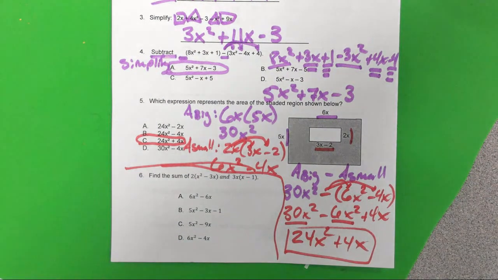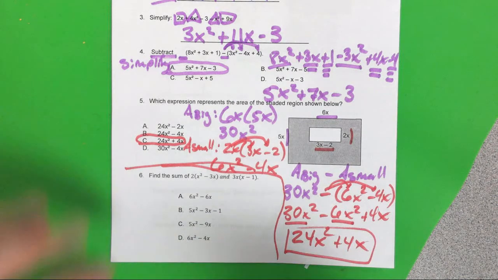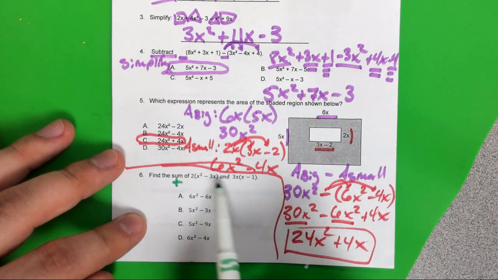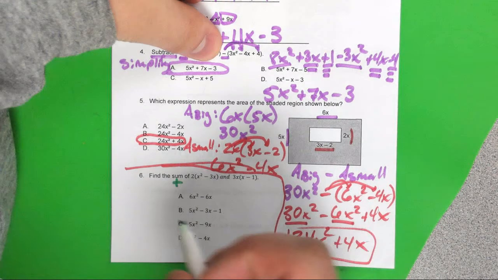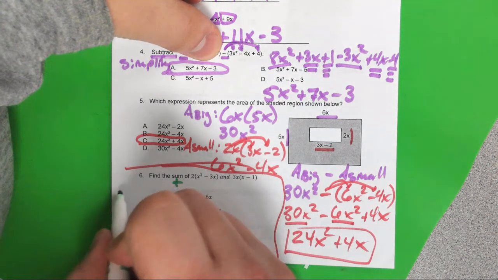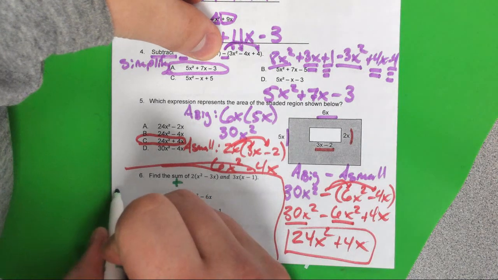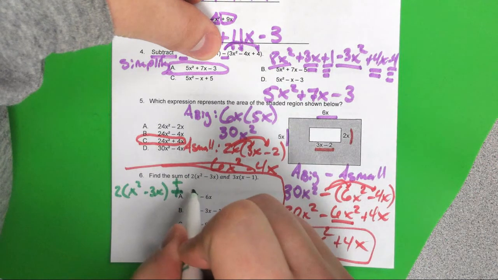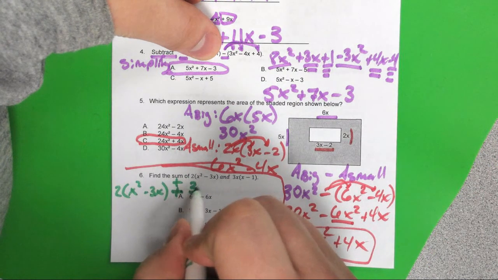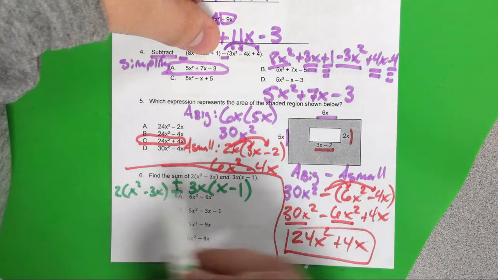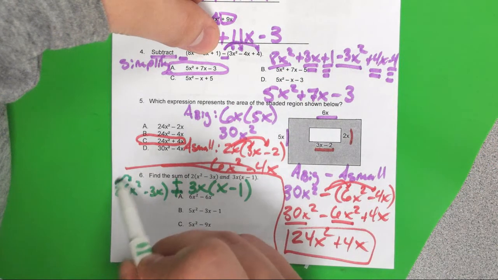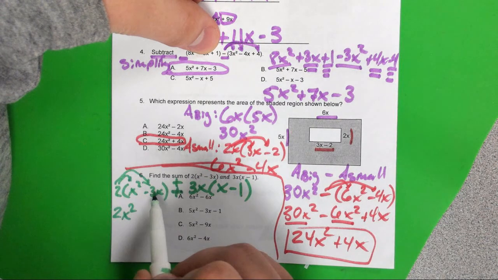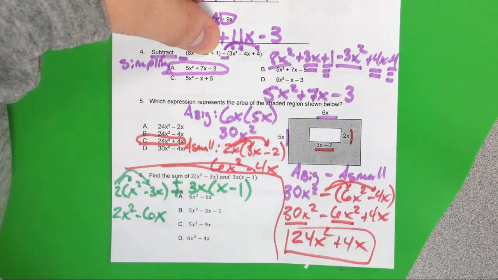In number 6, it says find the sum. Sum means we're adding, right? We're going to add these two pieces together. So I've got 2 times x squared minus 3x. And then I'm going to add that to 3x times x minus 1. Just like that. We have to distribute first before we add and combine like terms. So 2 times x squared is 2x squared. 2 times negative 3 is negative 6x.